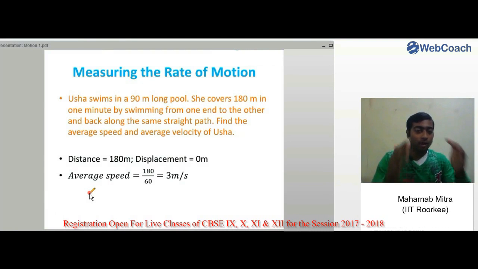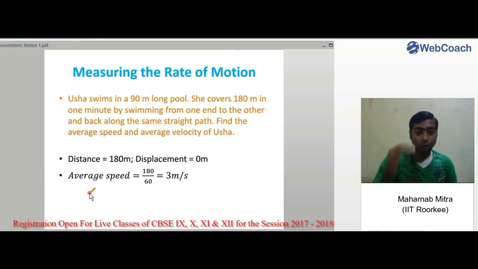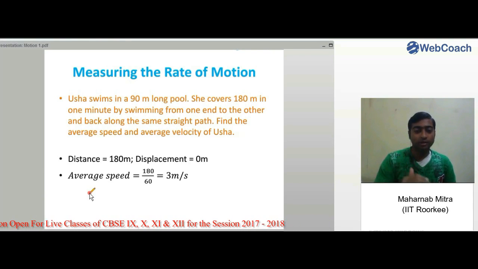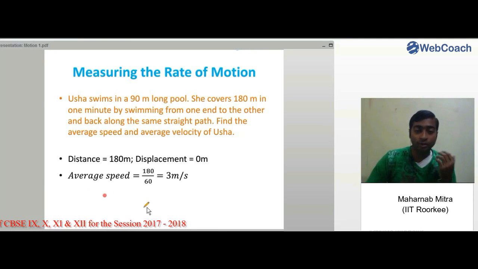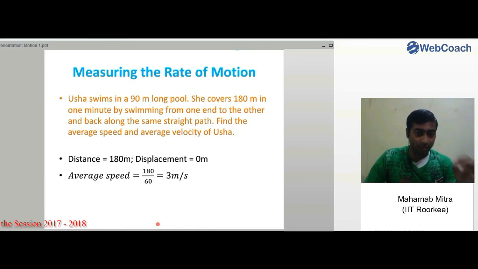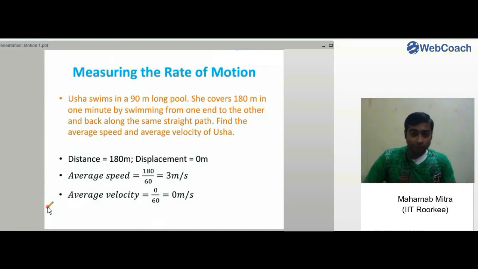Now the average speed is total distance covered divided by total time taken, which is 180 meters divided by 60 seconds, which is 3 meters per second. But what should be its average velocity? It should be total displacement by total time taken. So average velocity is nothing but 0 meters per second. Why? Because the displacement term is itself 0.